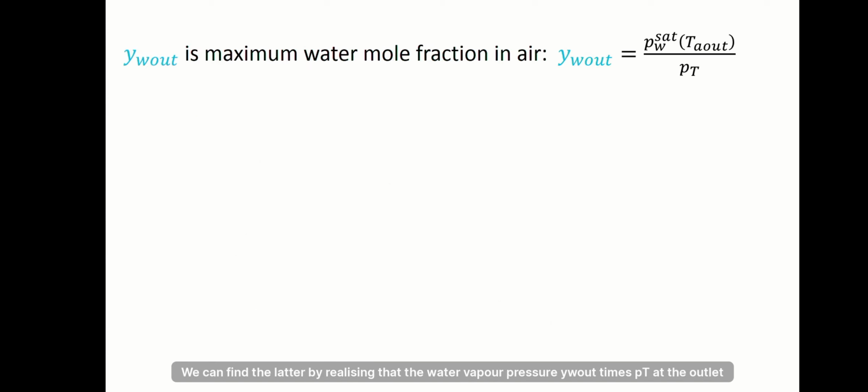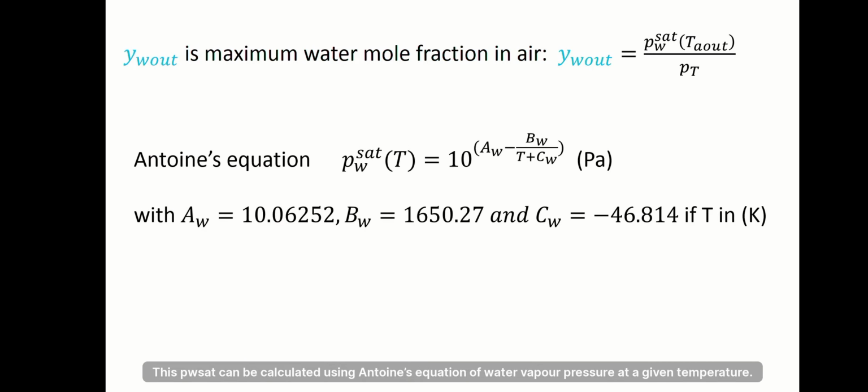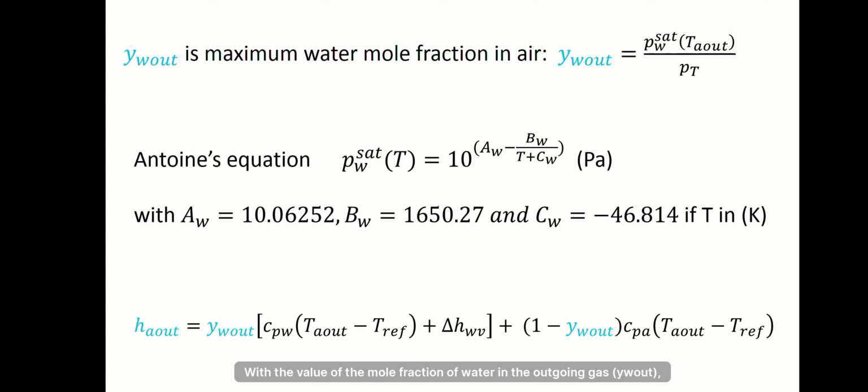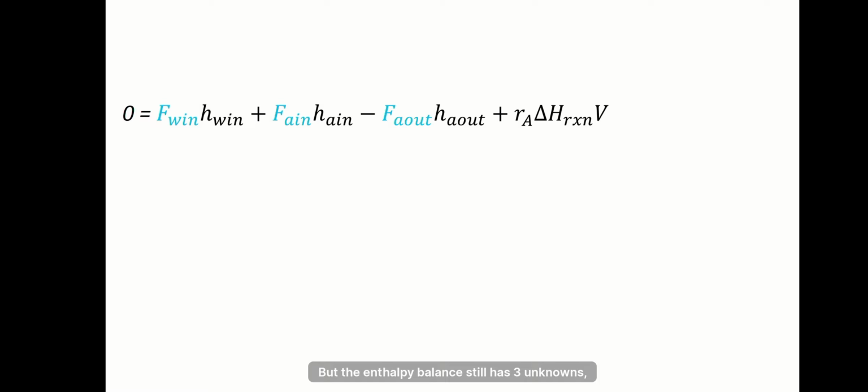We can find the latter by realizing that the water vapor pressure, y_W,out times P_T, at the outlet is probably close or equal to the saturation pressure of water. This P_W,sat can be calculated using Antoine's equation of water vapor pressure at a given temperature. In this case, we choose the maximum temperature that the microorganisms in the compost pile can handle. With the value of the mole fraction of water in the outgoing gas, we can calculate the specific enthalpy of the outflowing air. But the enthalpy balance still has three unknowns.